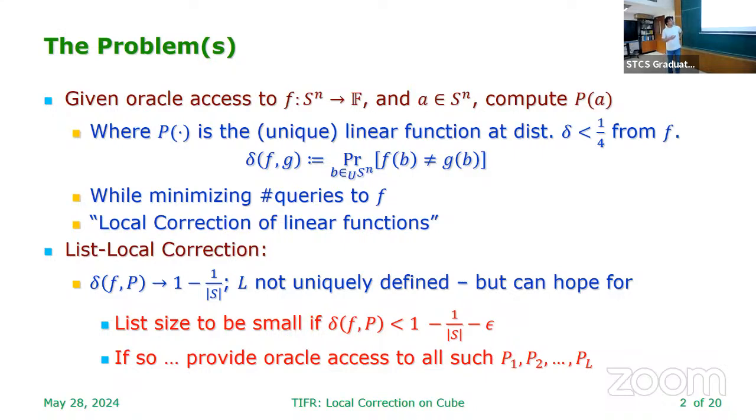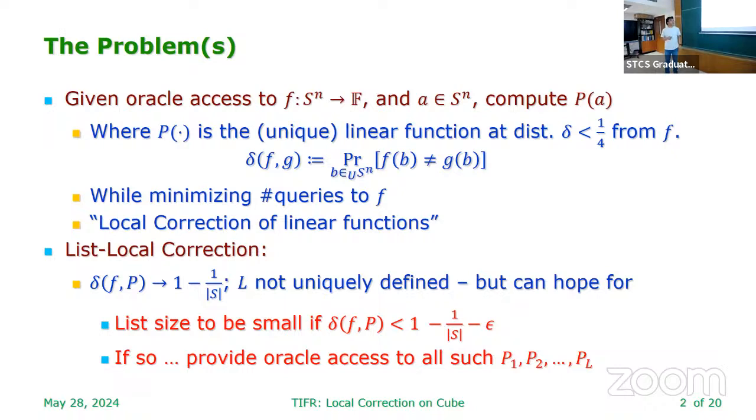We are going to be looking at degree 1 polynomials today. You could ask the question more generally, but that's all we will be looking at today. The way we don't want to do it is by asking for the value of f everywhere. We want to ask for its value in as few places as possible, and the result will tell you what kind of behavior we can get. So this is what is called the local correction of linear functions.